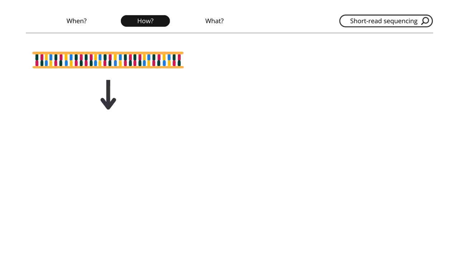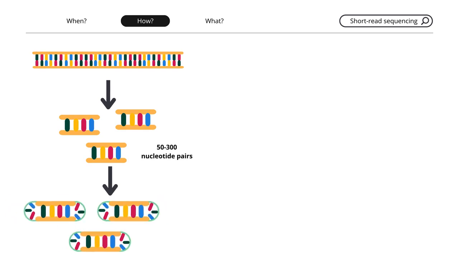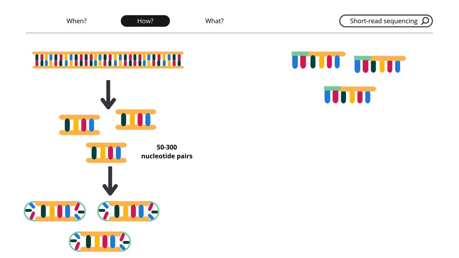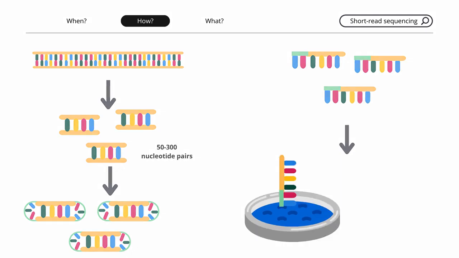DNA is broken up into small fragments of 50 to 300 nucleotide pairs. Next, we add small artificial DNA sequences, called adapters, to the end of our fragments. The DNA strands are then denatured to get single strands. The adapter has sequences that act like glue to attach to a surface called the flow cell.